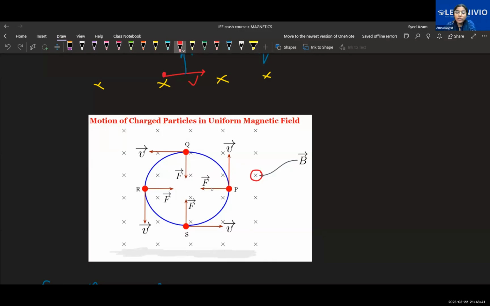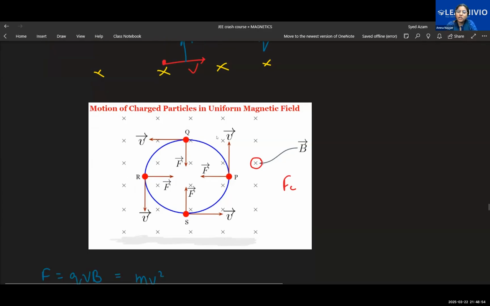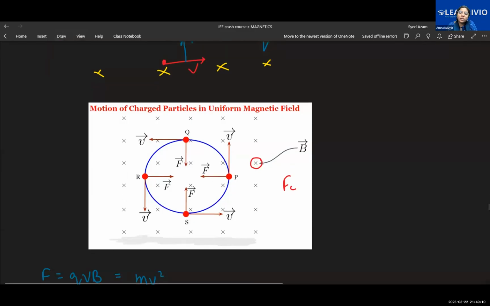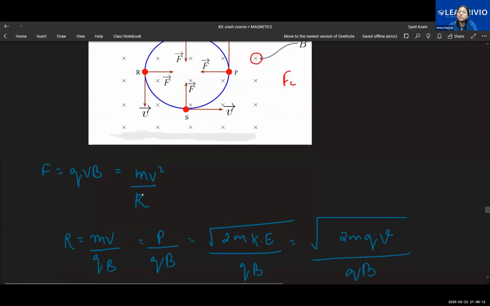Because why? How can we say? Because the characteristic of a centripetal force is that it is towards the center along the radius. So see, this is towards the center along the radius. So got this? Yes, ma'am. Now what's the formula of the centripetal force? mv square by r. Yes, mv square by r. So we can equate our magnetic force with mv square by r.